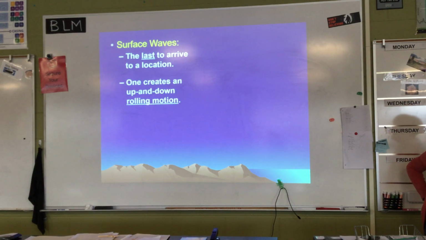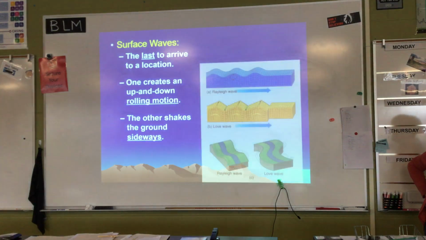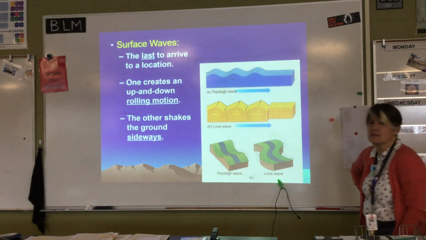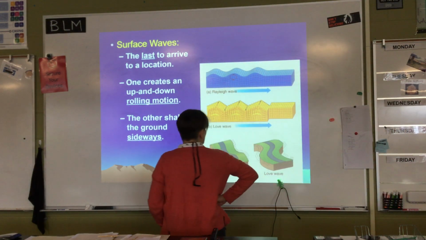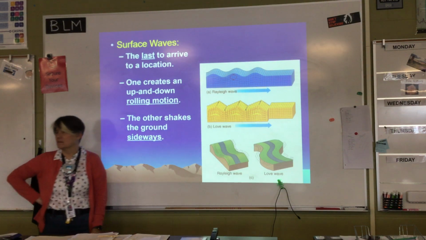One creates an up and down rolling motion. That's called the Rayleigh wave. The other one shakes the ground side to side. I think that's called the Love wave. I think they were named after the people that discovered them. So at the same time, both these waves are happening.